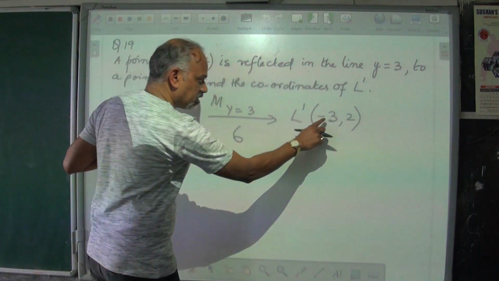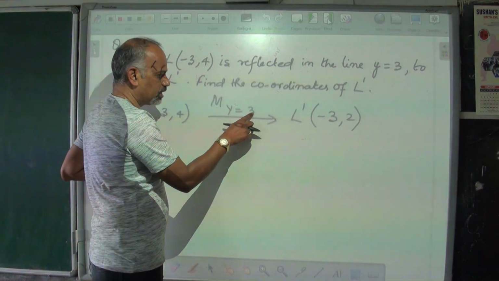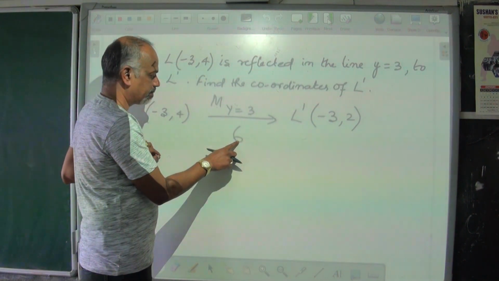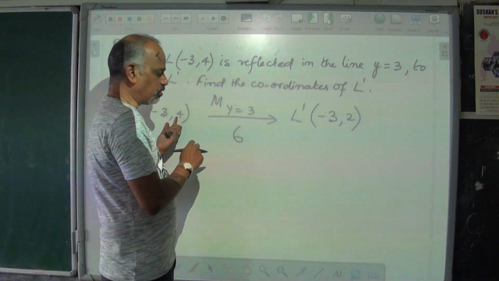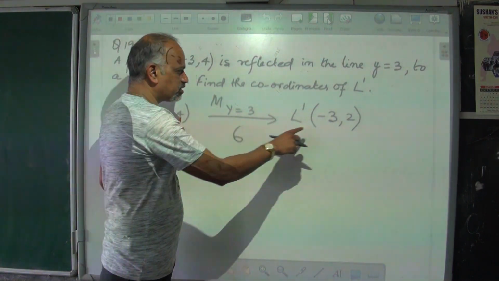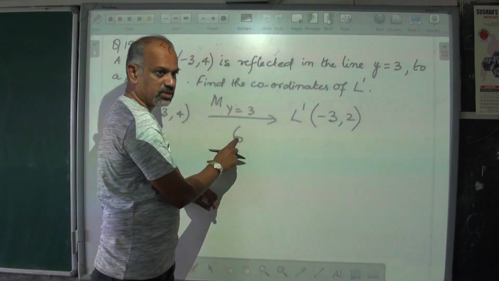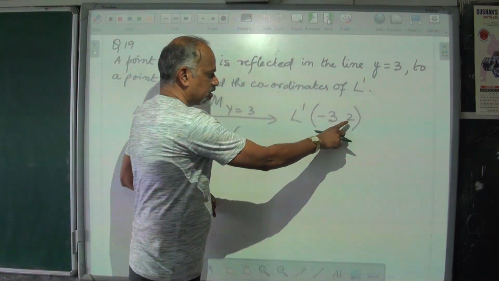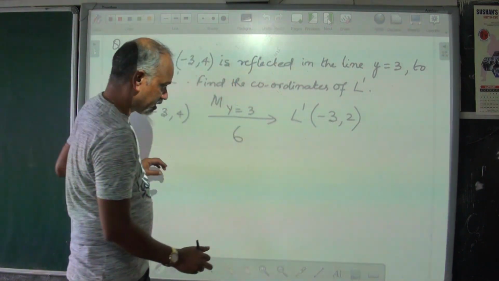So the -3 remains the same for L dash. The value here is 3, double of this is 6. The 6 is also the sum of both the y values. So 4 added with something should give you the 6. So 4 plus 2 gives you the 6. So this is L dash whose coordinates are -3, 2.